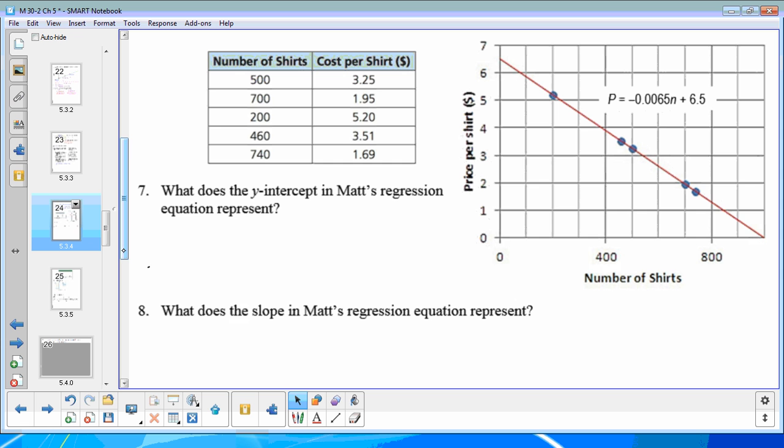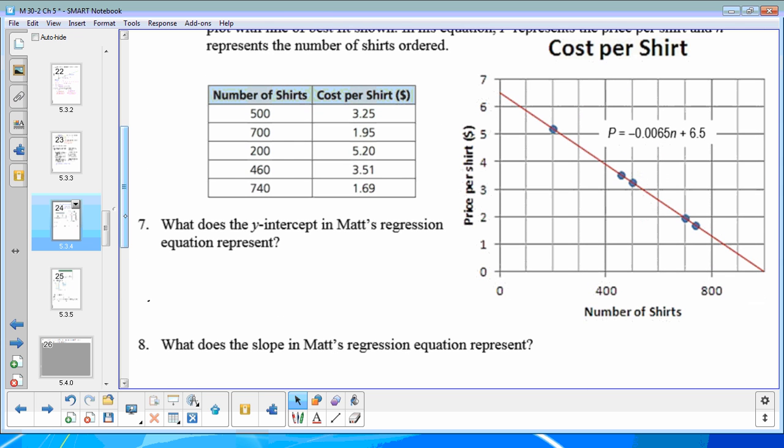the second number 7, the last one was number 8. Apparently I need to update this. What does it mean with the y-intercept? Volunteer, who can help us out?